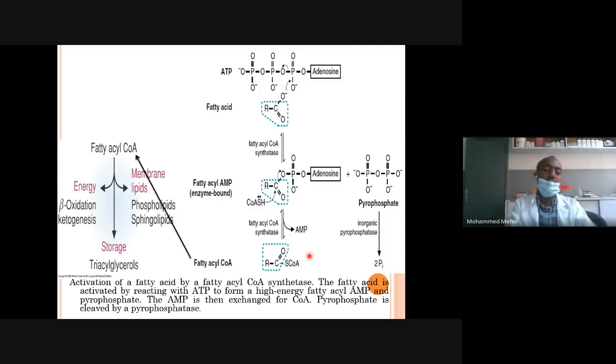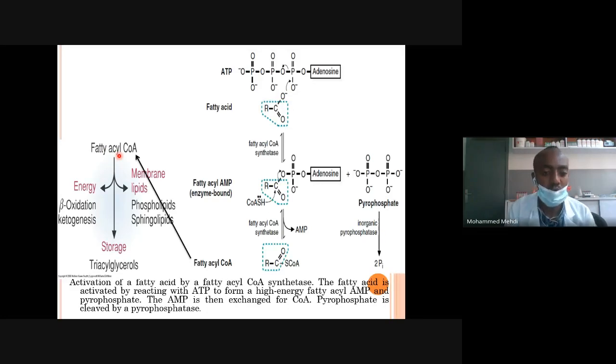Fatty acyl CoA, this is the fate of fatty acyl CoA. Once it is activated, it will be oxidized to generate energy, or there will be ketogenesis from acetyl CoA. There will be storage in the white adipose tissue in the form of triacylglycerol, or it will be incorporated into phospholipid and sphingolipid found in the membrane lipid, or used for making the cell membrane, formed by making phospholipid and sphingophospholipid. These are the three fates of fatty acyl CoA.